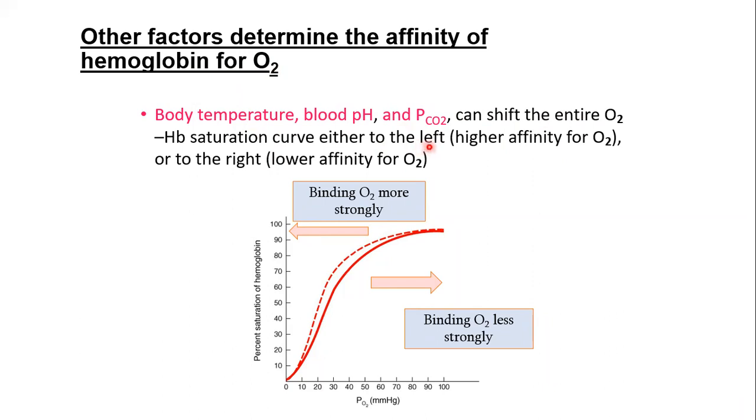To the left means higher affinity for oxygen, binding oxygen more strongly. Hemoglobin won't be letting go of oxygen easily. While a shift to the right means lower affinity of hemoglobin for oxygen, or binding oxygen less strongly, so hemoglobin would be generous enough to give oxygen away.